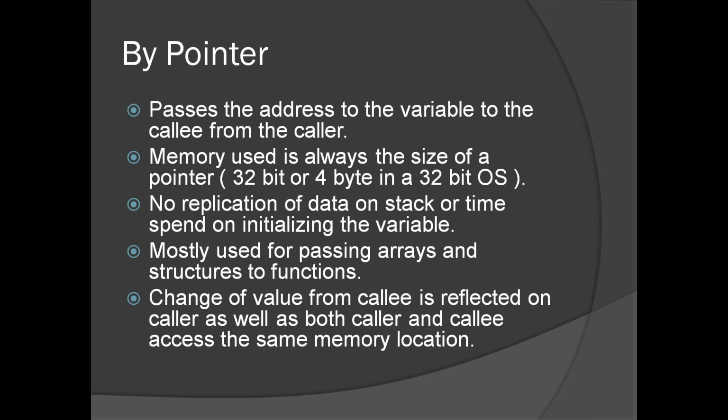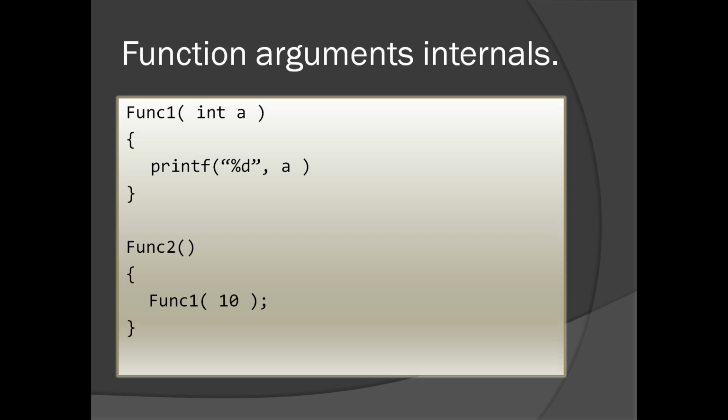In the case of passing an argument by pointer, a change of value in the callee is reflected in the caller, as both caller and callee access the same memory location. The caller has a memory location which is assigned on the stack, and it is sharing that address with the callee, or the function which is being called. So they share the same memory location. If one edits it, it will be reflected in the other.